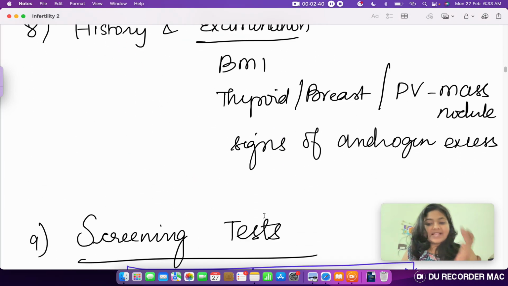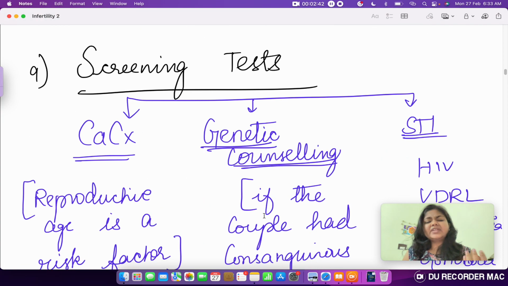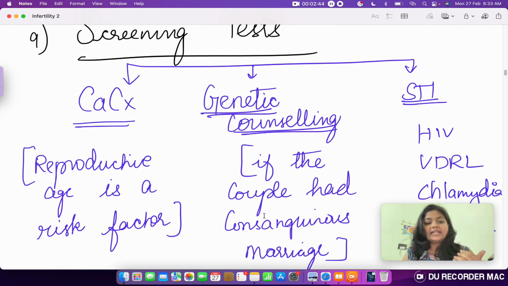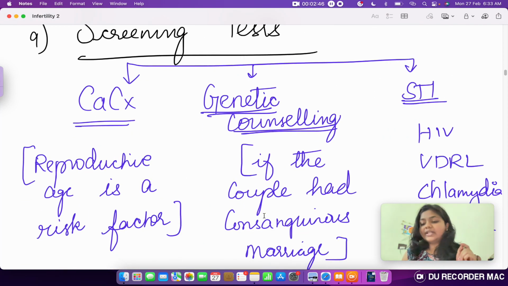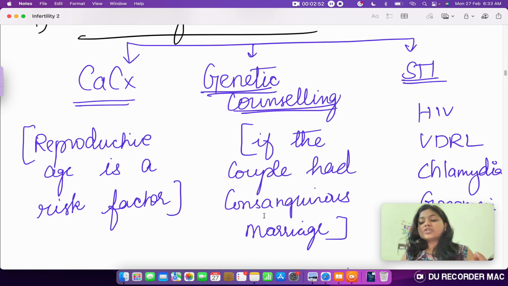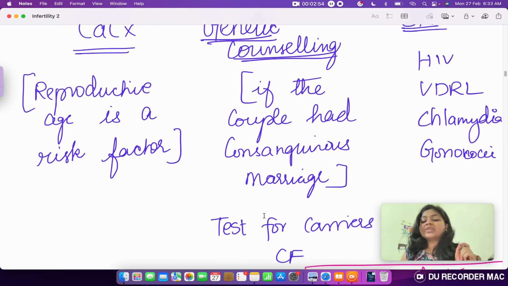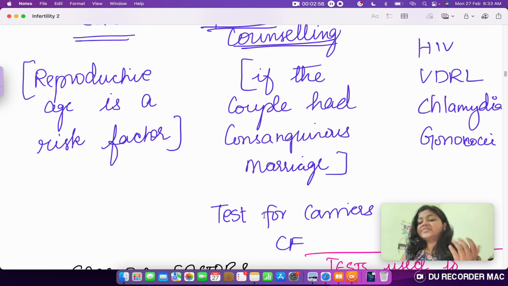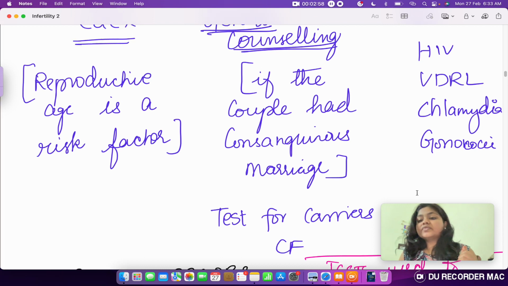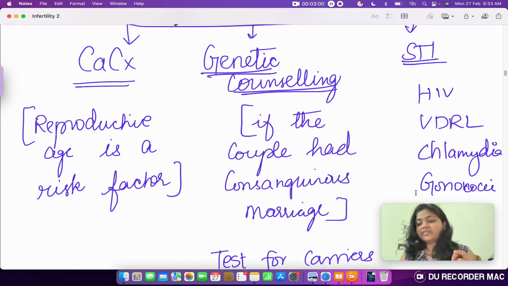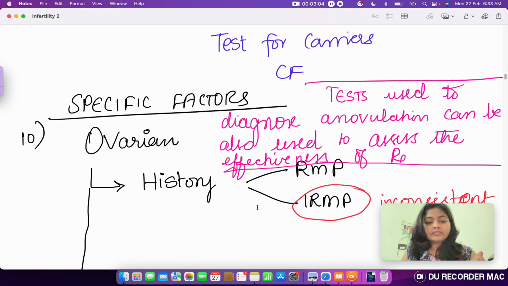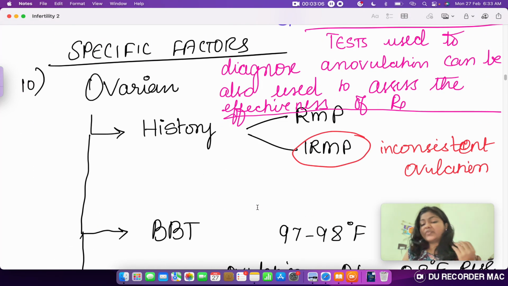So we do history, examination, and then we do screening tests. So screening is done for CA cervix because reproductive age group is a risk factor for CA cervix. Second, we do genetic counseling if the couple is a consanguineous marriage, and also we do carrier testing for cystic fibrosis if they have family history, and also we do tests for sexually transmitted infections like HIV, VDRL, chlamydia, and gonococci. And then we go for the specific factors, ovarian factors.